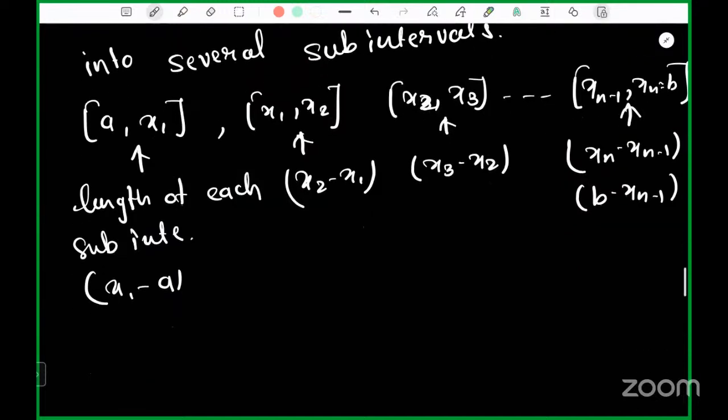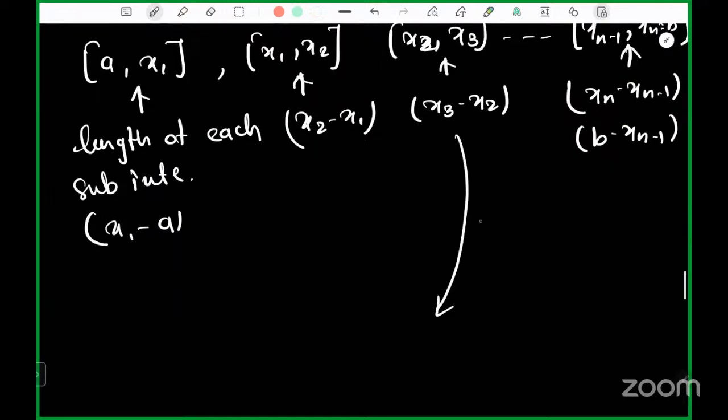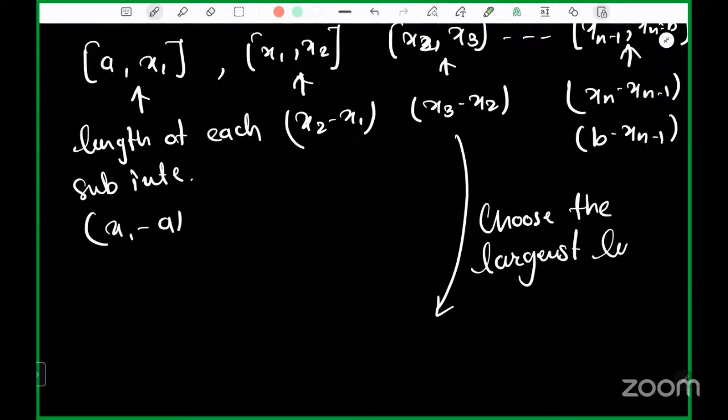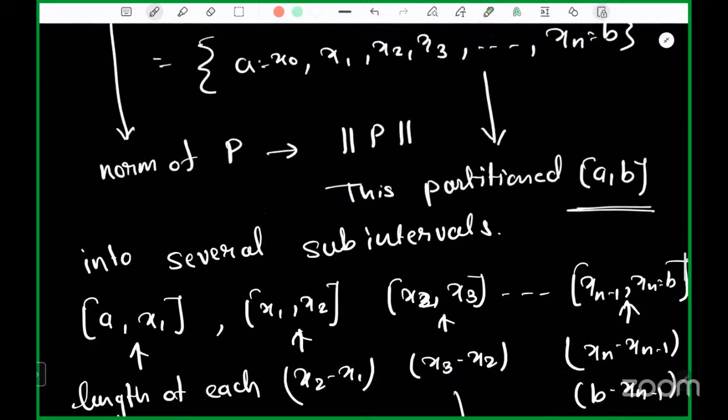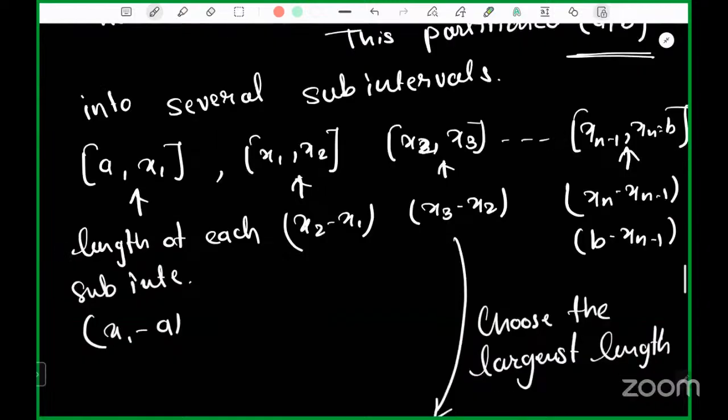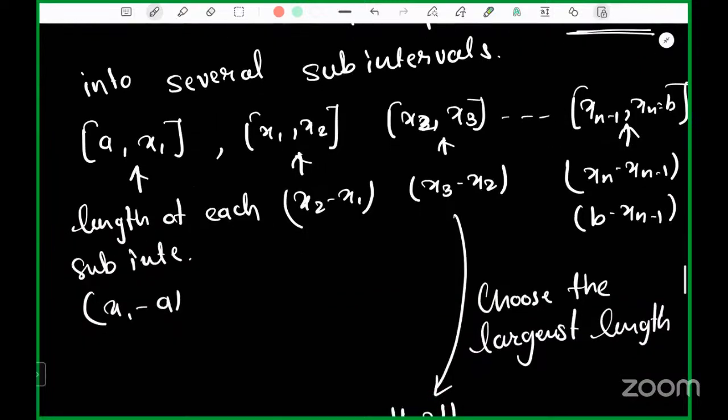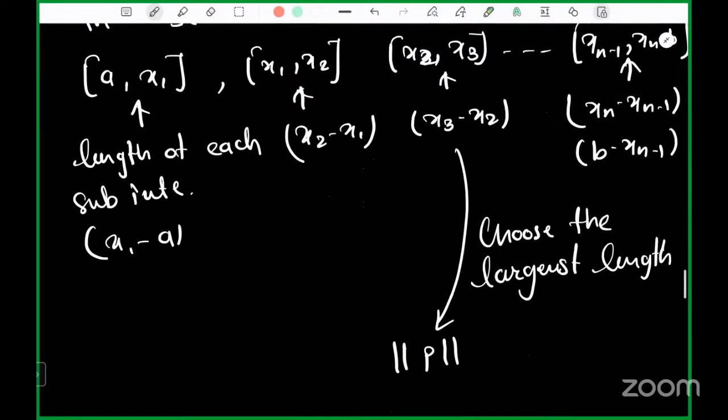So now what will happen? We will choose the largest length here, and that largest length is known to be the norm of P. Okay, so if you have a partition, that partition will partition closed interval AB into several subintervals. For each subinterval we can compute the length, right? And among those lengths, if you choose the maximum length, that is known to be the norm of P.